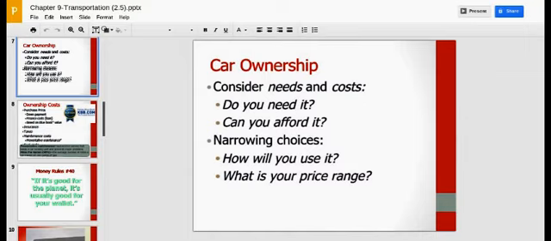All right. And if it's yes to those and we want to narrow our choices, you could then ask yourself, well, how will I use it?